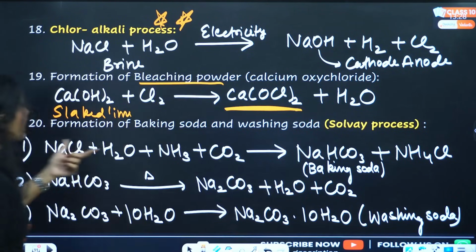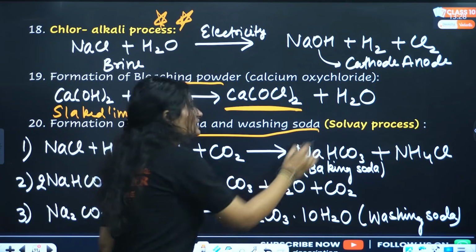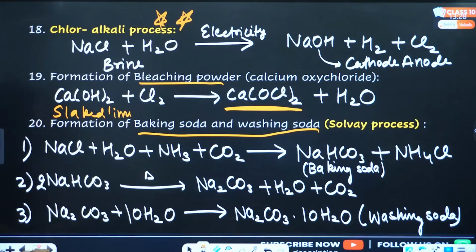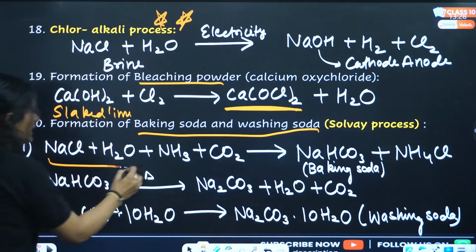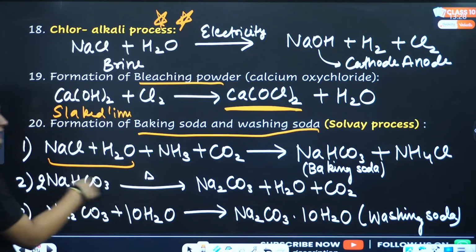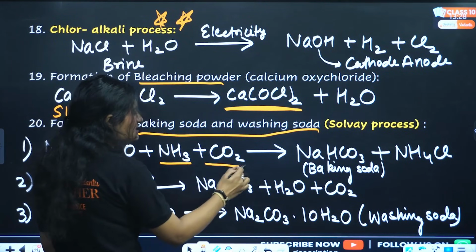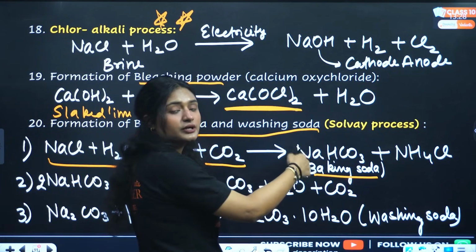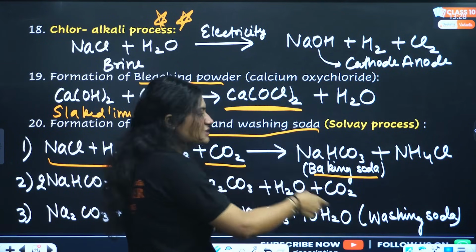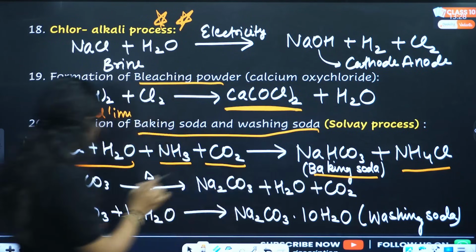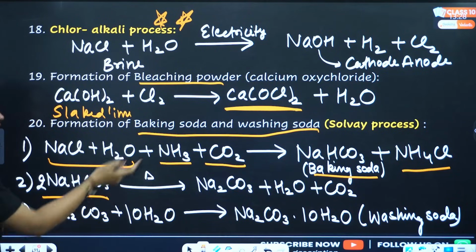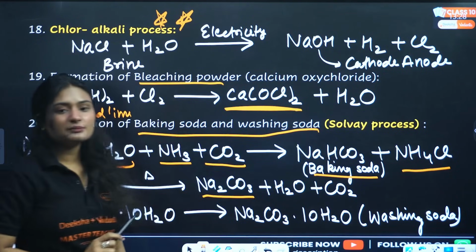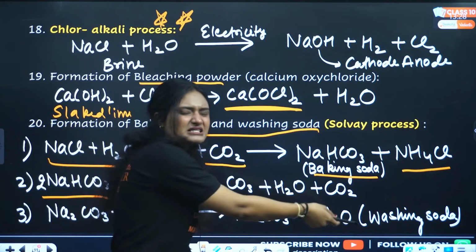Okay. Now, how do you form baking soda and washing soda? These are formed by a process called the Solvay process. These three steps are there in the Solvay process. First step: you have a brine, which is aqueous solution of sodium chloride, and you put ammonia in that solution and pass carbon dioxide gas through it. What do you get? You get baking soda, sodium hydrogen carbonate, plus NH4Cl, which is a salt again. Now, if you heat this baking soda, we get sodium carbonate plus water plus carbon dioxide, right?